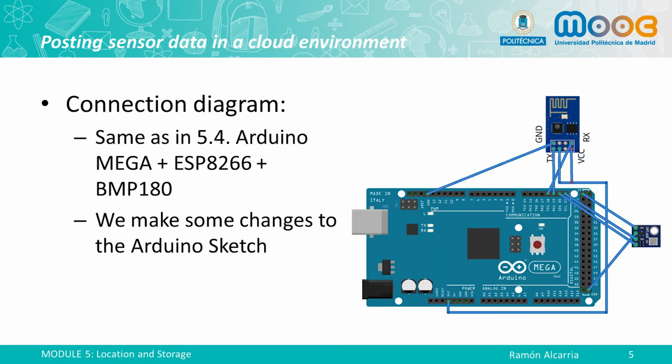For this project, we will use the same hardware configuration as in the previous lesson. We will use the Arduino Mega, the ESP8266, and the BMP180 sensor. We make some changes to the Arduino sketch. I recommend you open your last sketch in Arduino IDE and save it with a new name.